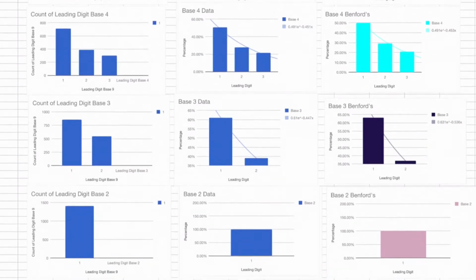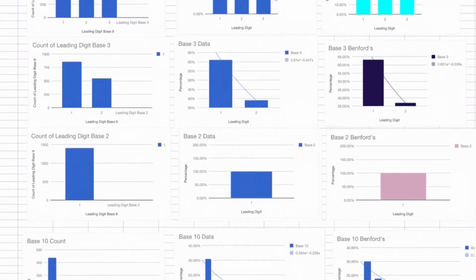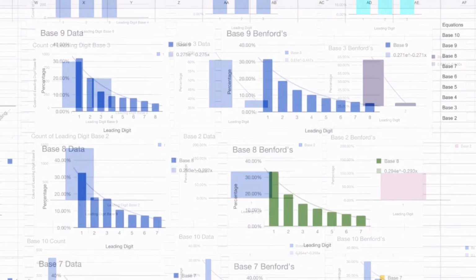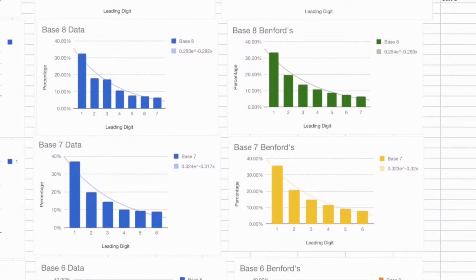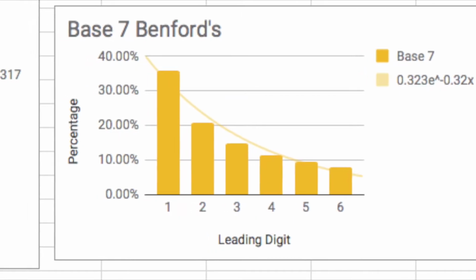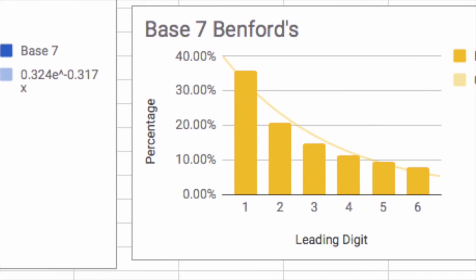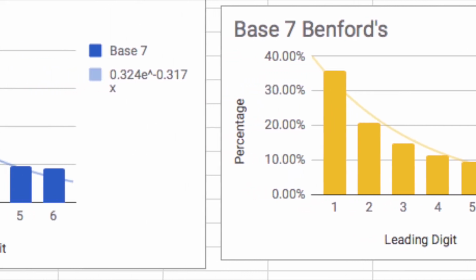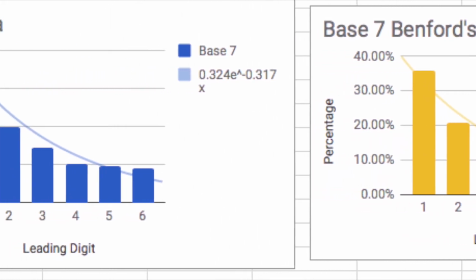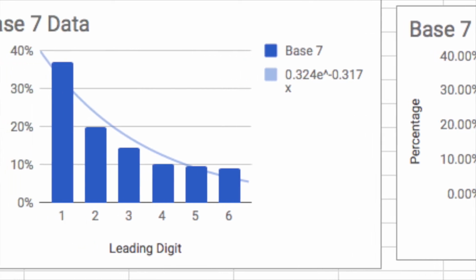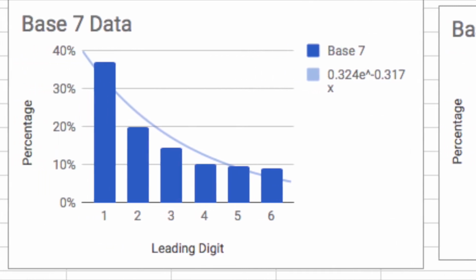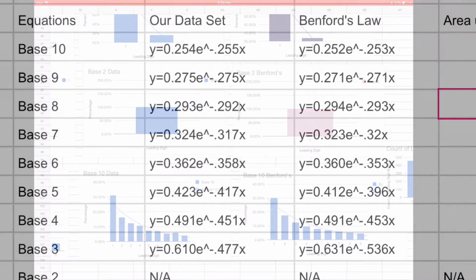This method of comparison was effective, yet it was not easily represented, so we found the best fit lines and the equations that went along with each base. For example, this represents the predicted graph for Benford's law in base 7, along with the graph for our data in base 7 as well. This is a good representation of the rest of the data in their graphs. These are the equations that we found for each of the graphs.